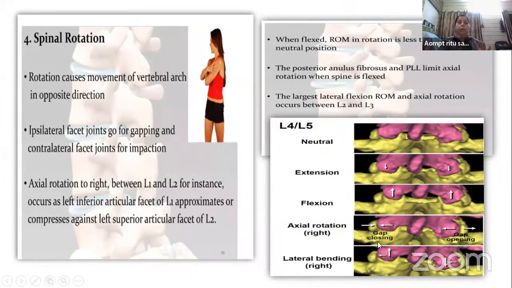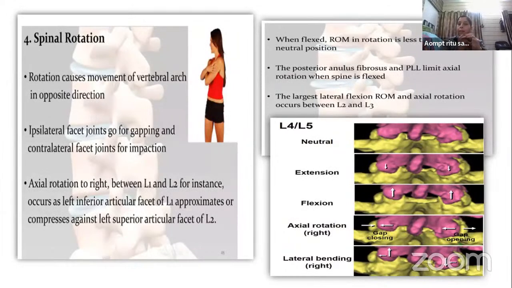So with same-side rotation, there is opening of the facet joints for gapping, and the contralateral facet joint goes for impaction. If I am doing the rotation, one side will open and the other side will be closing, meaning it will get a little bit of impaction. So axial rotation to the right between L1 and L2, for instance, occurs as the left inferior articular facet of L1 approximates to compress against the left superior facet of L2. It is the same principle we know: the inferior articular facet of the superior vertebra correlates with the superior articular facet of the inferior vertebra when the movement happens.